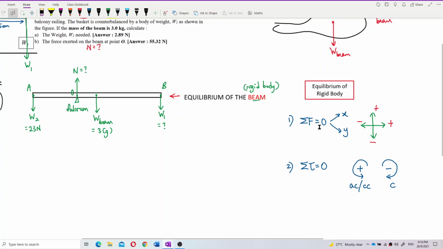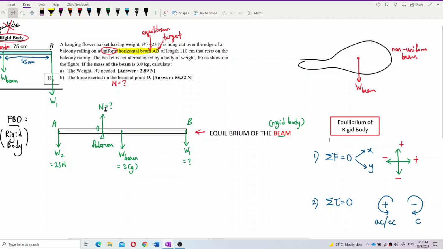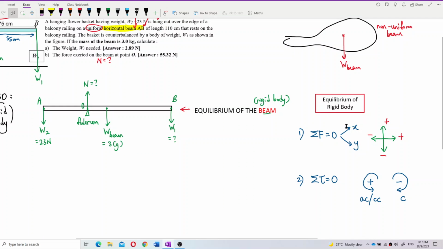So for rigid body, it needs to fulfill two conditions. Total F equal to 0. F also we have X and Y, and this is the direction. We put positive or negative. And torque, total torque equal to 0, and this is the direction. Clockwise, negative, anti-clockwise, positive. Anti-clockwise or counterclockwise.